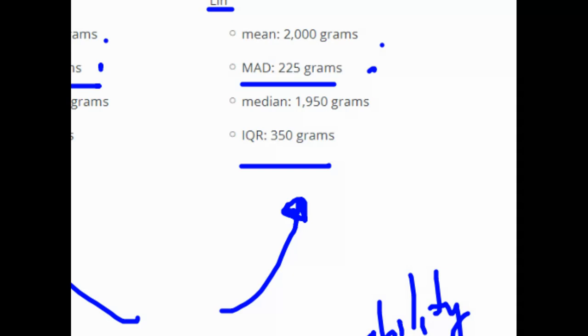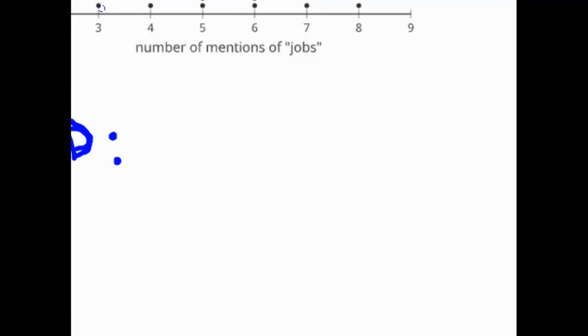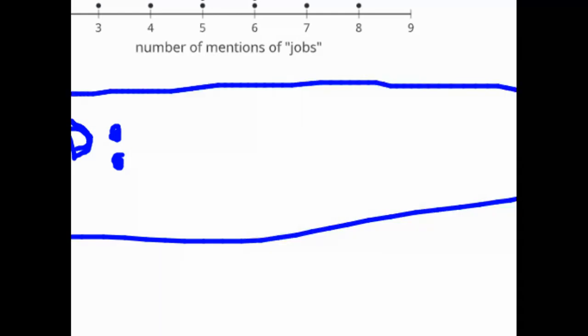And the last question we want you to do is, looking at this data, can you find the MAD of this data? Which is, of course, the mean absolute deviation.